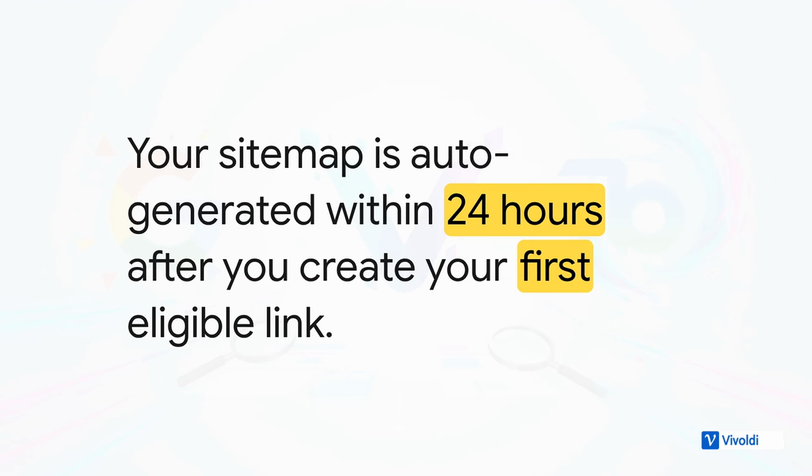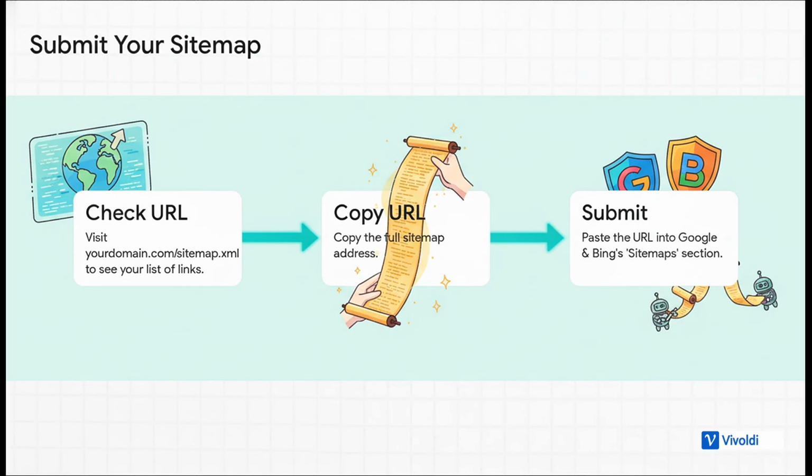And here's a key detail you've got to remember. Your sitemap file doesn't even exist until you create your first eligible link on that custom domain. After you create that first post or card link, it can take up to 24 hours for the file to be generated. So if you check it right away and see a file not found error, don't panic, that's totally normal. All right, we are in the home stretch.